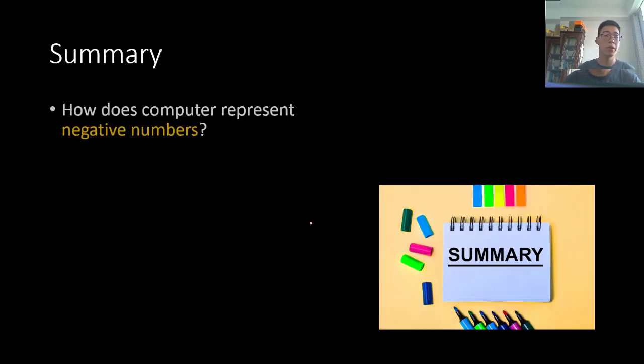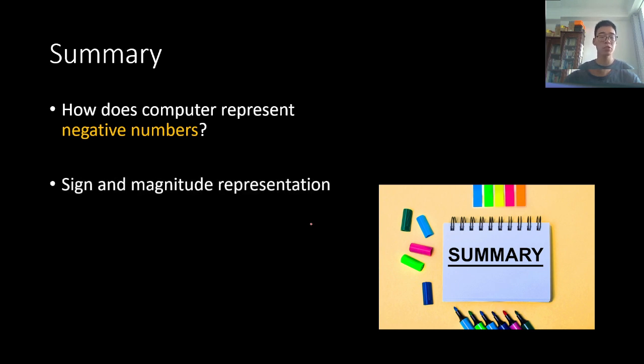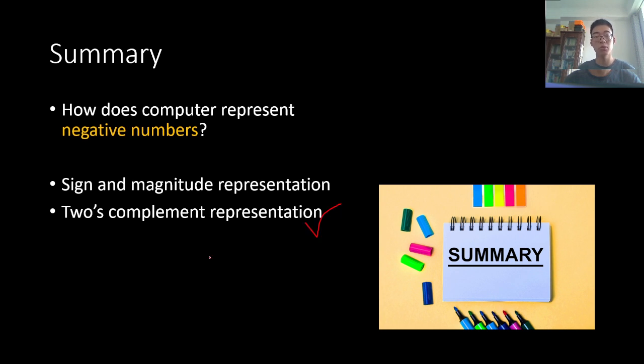Okay, in summary, how does a computer represent negative numbers? How many ways can you think of after learning this lesson today? We have two methods. The first one is called sign and magnitude representation, and the other one is 2's complement representation. In order to simplify the process of calculation, in modern computers, we choose 2's complement representation. And we will be learning more about how a computer actually does subtraction and addition of 2's complement numbers in the next video.